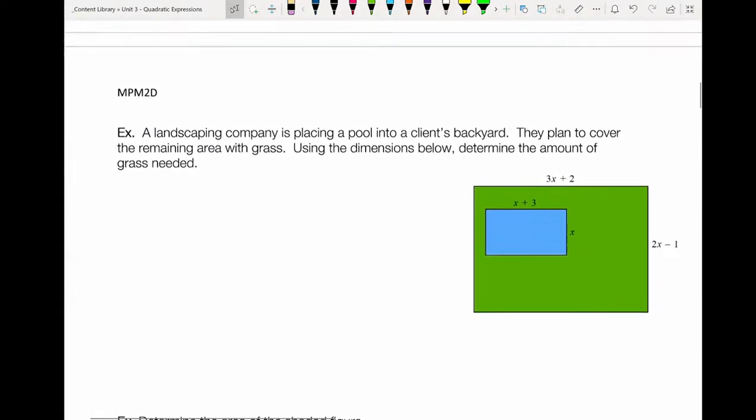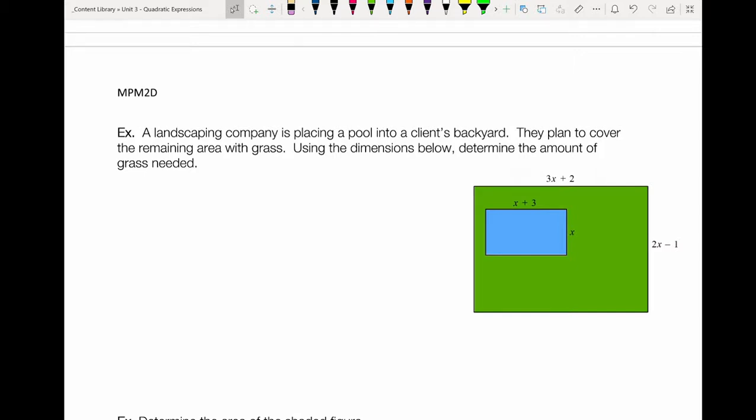The next example: a landscaping company is placing a pool into a client's backyard. They plan to cover the remaining area with grass. Using the dimensions below, determine the amount of grass needed. So a similar idea to what we were just looking at, except it's going to be a little bit different.